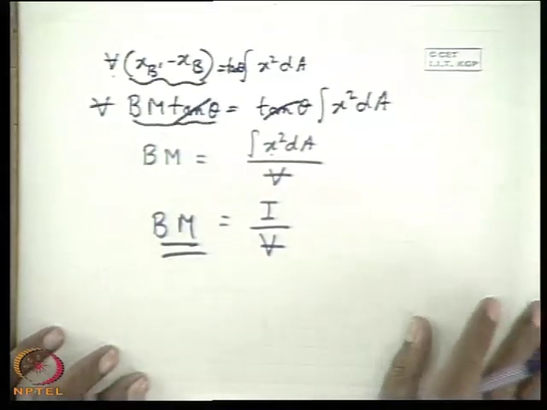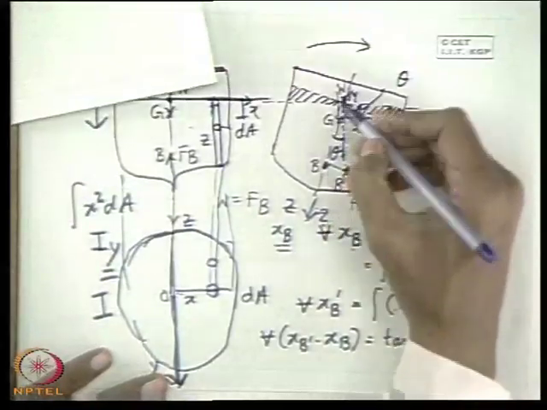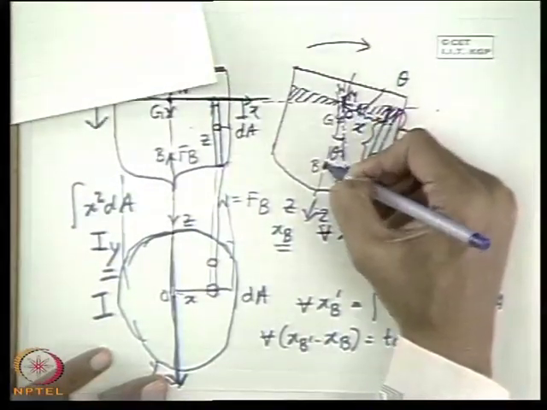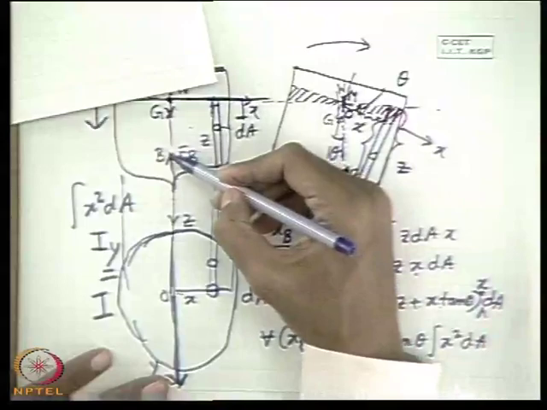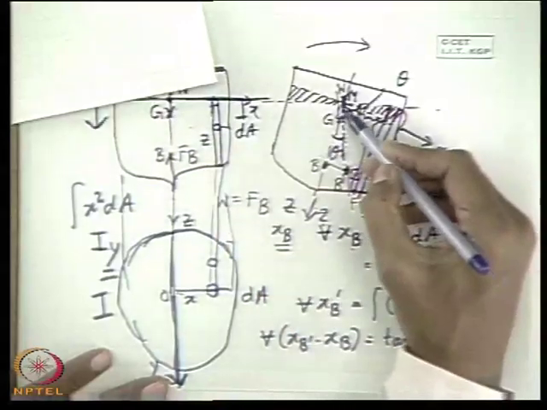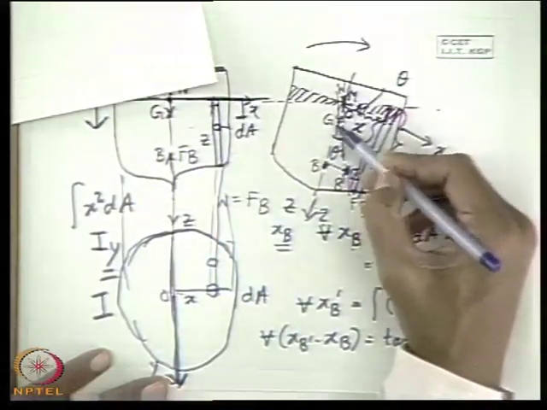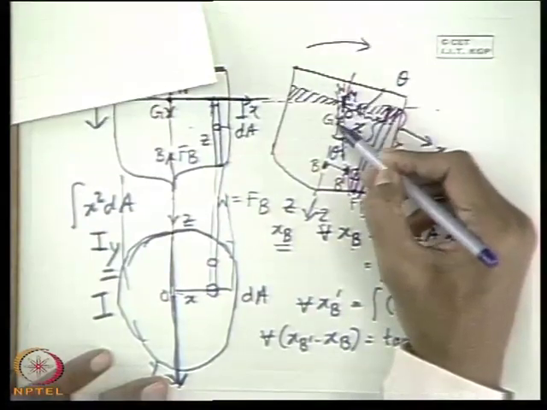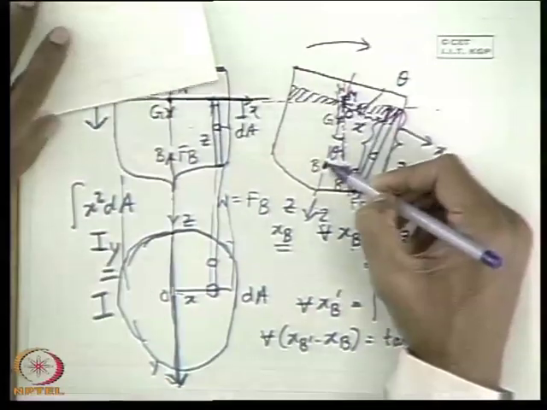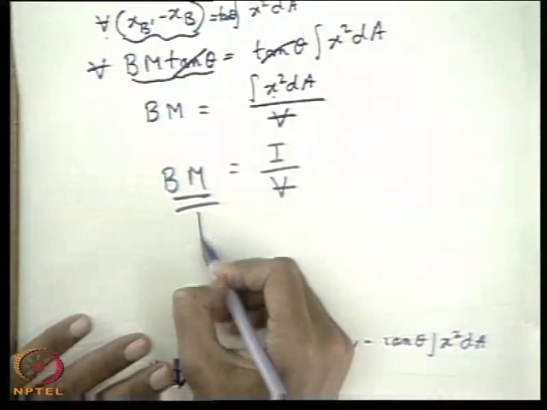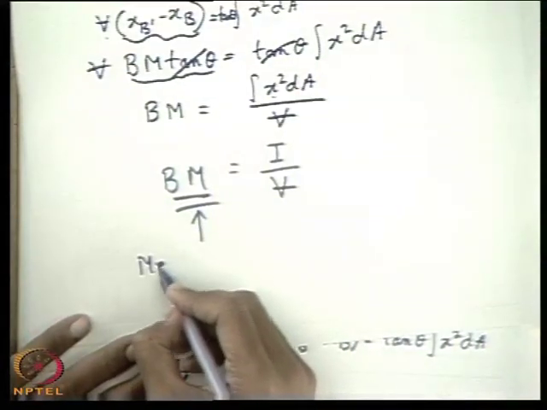BM means, what is BM? It is the distance from the center of buoyancy to the metacenter along the old vertical line, where center of buoyancy and center of gravity was acting. So, along this, this is the BM, where the GM is the metacentric height.